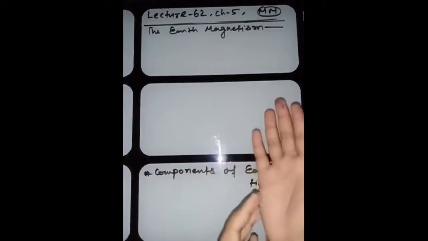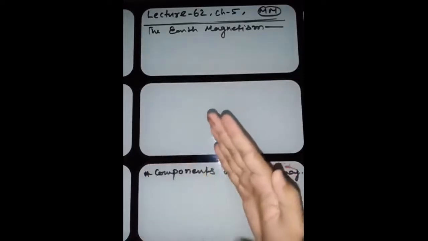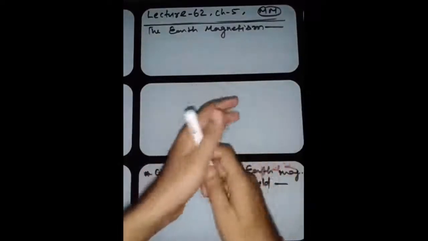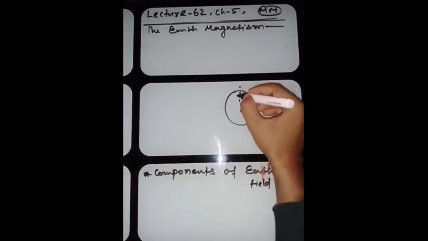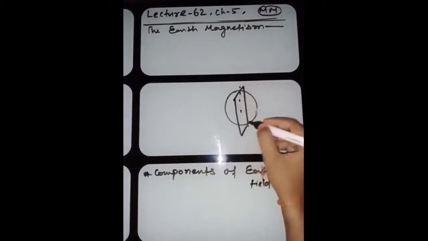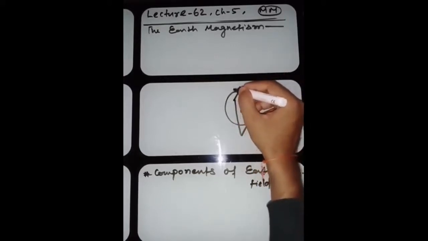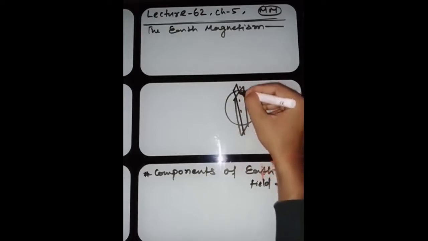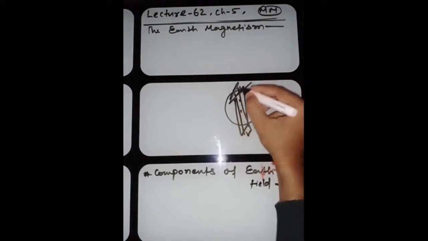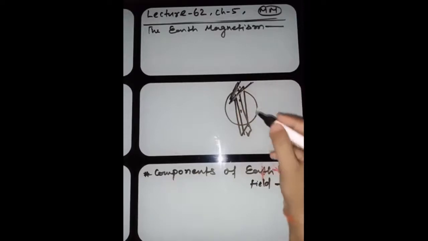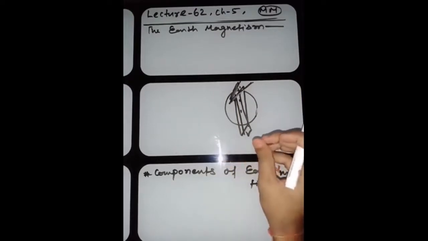the geographic North Pole and magnetic North Pole are tilted by some angle. If you cut the Earth with a plane like this way, and you know that the magnetic pole is tilted by some angle, and you cut another plane like this way, then you will find an angle between these two meridians. This angle between the two meridians is a quantity called the declination.